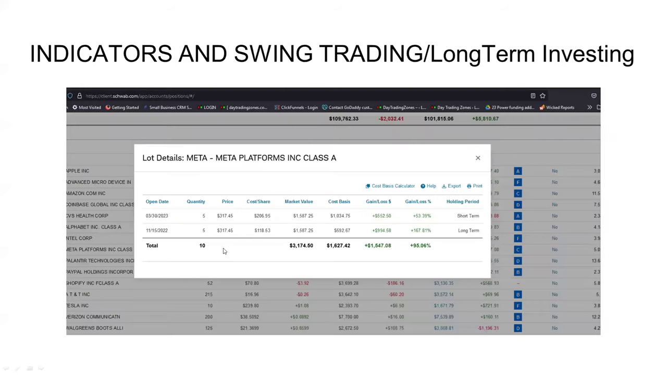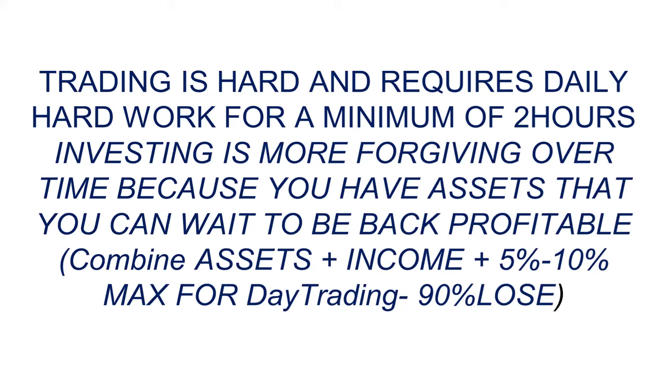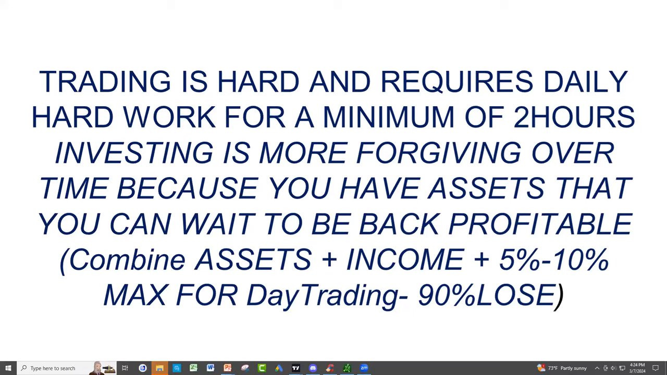Same year, one of my best trades of the year, Meta, in one of the retirement accounts. We bought Meta at 118, 206, it's 500 something, right? So that's how you create real wealth in your retirement accounts and your long-term investing. Because trading is hard, guys. It requires really hard work and a minimum of 2 hours per day, you know? Investing is forgiving. You can be right, you can be wrong, but generally speaking, it's going to be forgiving, okay? And so buy and hold is a lot more relaxed.